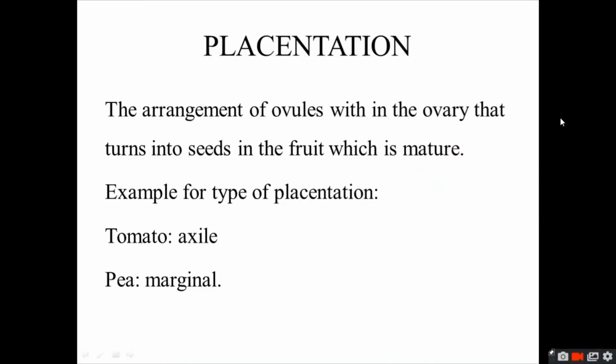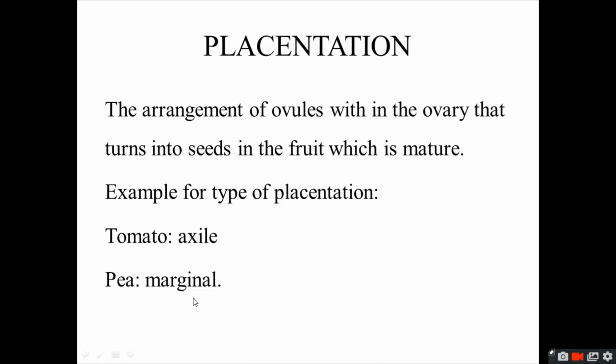Now the last part of this chapter is placentation. So basically placentation is the arrangement of ovules in the ovary that turns into seeds in the fruit which is mature. So the mature fruits within which the seeds are present, that arrangement of seeds is known as placentation. Now the examples of type of placentation is, in case of tomato, the arrangement of ovule is axile. The type of arrangement of tomato is axile.